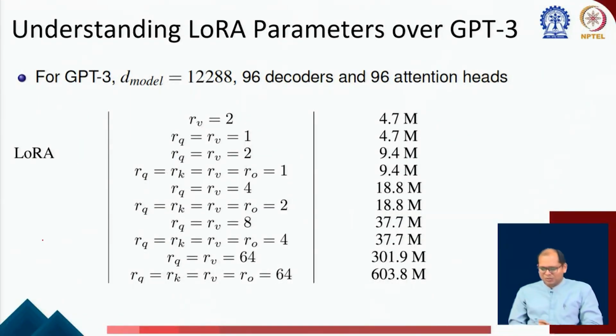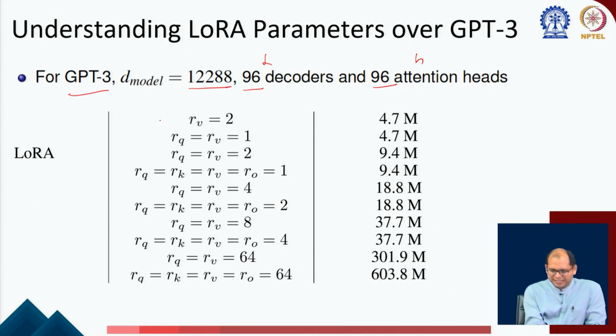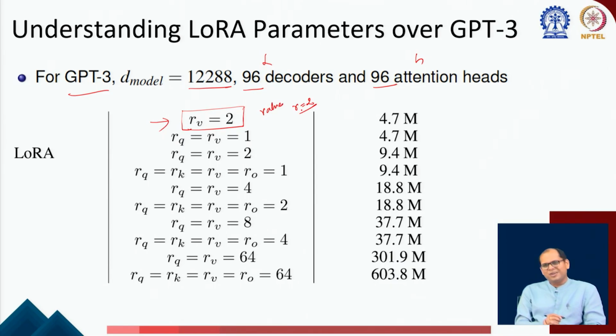Okay, so let's try to work this out. How many parameters do you need in LoRA for fine tuning? Let's say we have the GPT-3 model. It has a model dimension of 12,288, 96 layers of decoders and 96 attention heads. Let's take the first configuration, where r_v is equal to 2. What does that mean? You only adapt the value matrix, and its rank is 2. So how many parameters will you have?